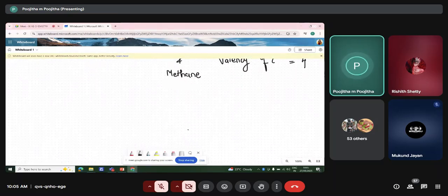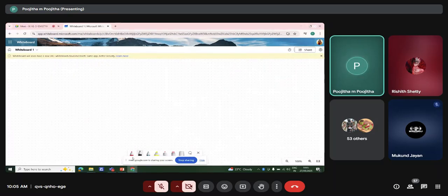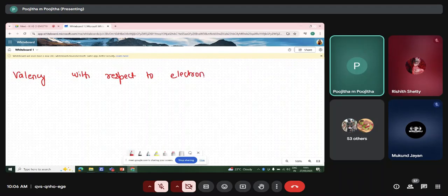So in today's class, we will be discussing valency with respect to electron. Okay. So first let us come from the basics. Let us recall basics. Atom is neutral, correct?